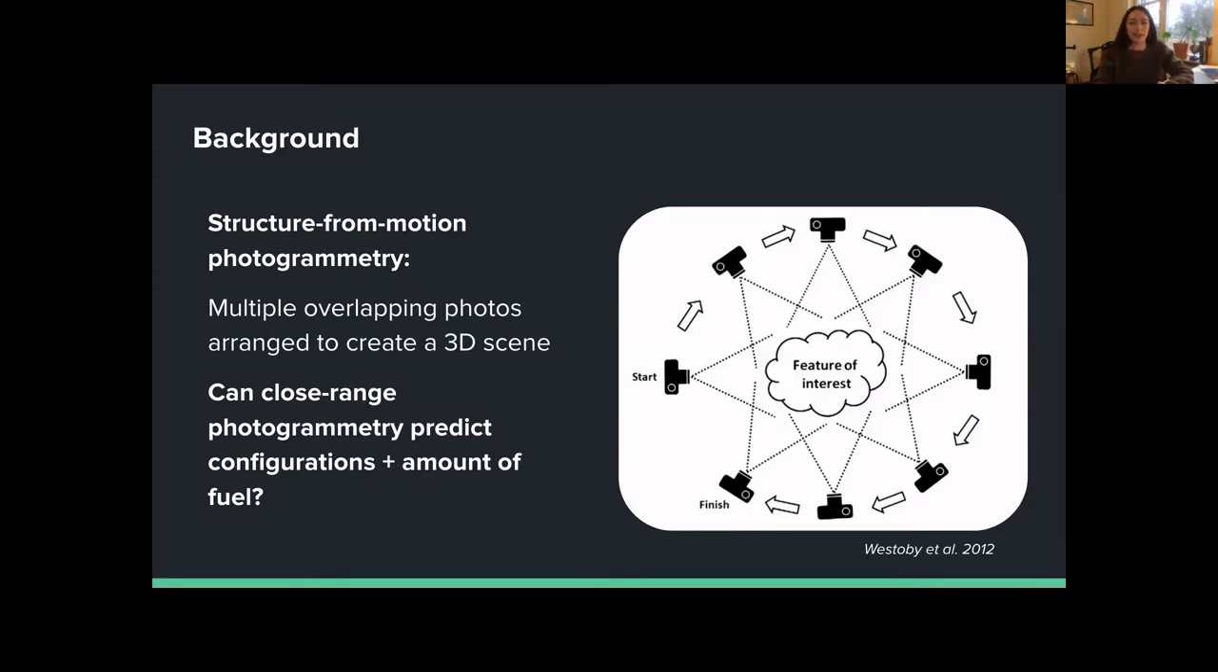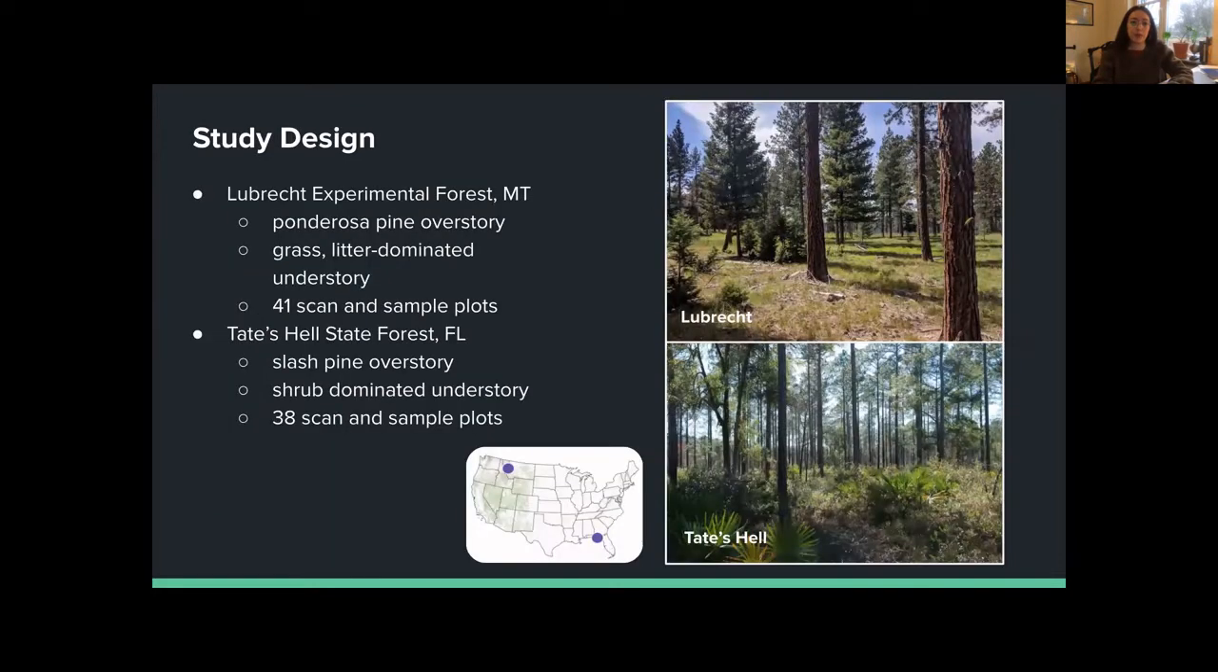Like Van mentioned previously, photogrammetry has been around for quite a while, and there's been work that explores its utility at many different scales, from aerial photogrammetry to really close range photogrammetry. And in this project, we were really interested to see if and how we could analyze point clouds from close range photogrammetry to predict configurations and amount of fuels on the ground, which could provide this reliable alternative to TLS.